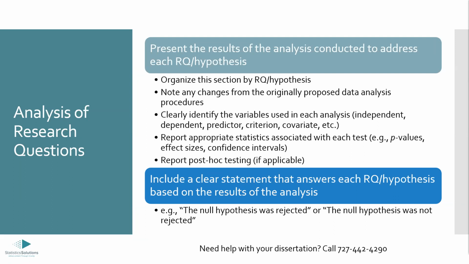And like the data collection procedures, if there are any changes from your originally proposed data analysis plan, you want to note those in your results section. Again, some schools may require you to actually go back to your methodology chapter to change that chapter to reflect what you actually did. But other schools will want you to keep your original procedures in place. And then when you get to the results chapter, explain if there were any changes, why you made those changes, and provide justification for the analysis that you actually ended up conducting.